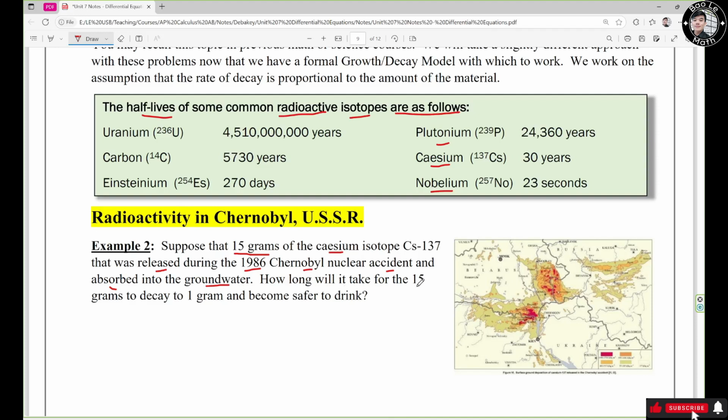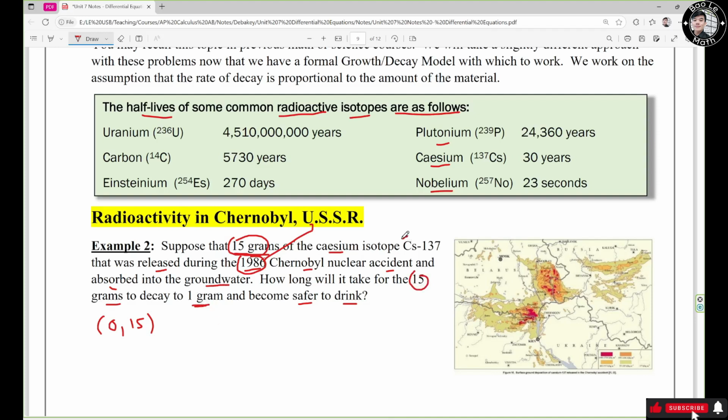How long will it take for the 15 grams to decay to 1 gram and become safer to drink? Now, you need to summarize the problem. 15 grams was released during 1986, so it tells us that you have first-order decay. At t equals 0, you have 15 grams, right? 1986 is the initial time, which is t equals 0. Next one: how long will it take for 15 grams to decay to 1 gram?